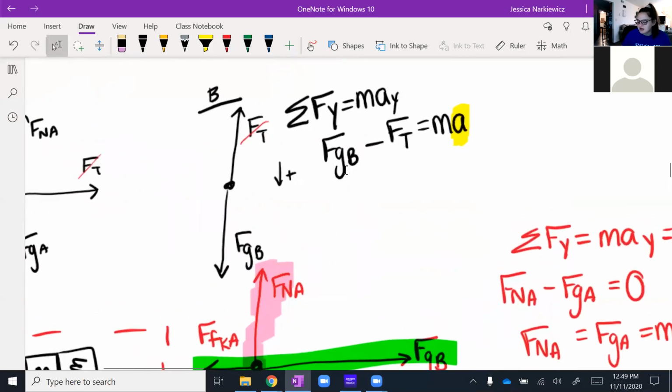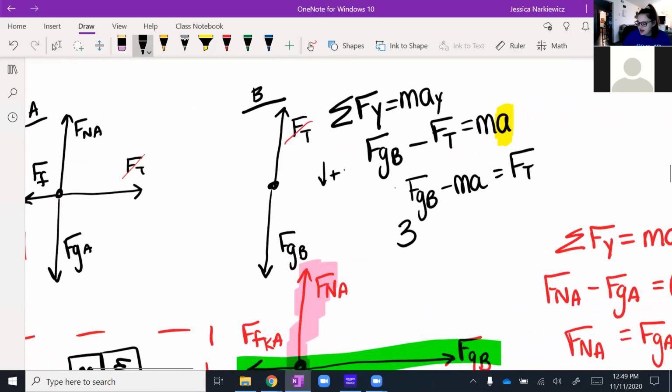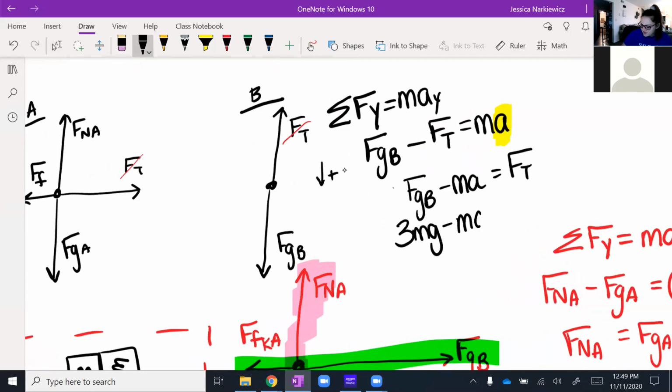So the tension acting on object B would be FGB minus FT equals MA. So we would add tension to both sides, then subtract MA. So this would be FGB minus MA is the tension. FGB in this equation is 3M, so this would be 3mg minus MA equals FT. And then if we knew A, that equation would be perfectly fine. But if we didn't know A, then we would need to sub in probably the equation we previously found for A. So it might be like part 1 is find the acceleration of the system. Part B is find the tension.